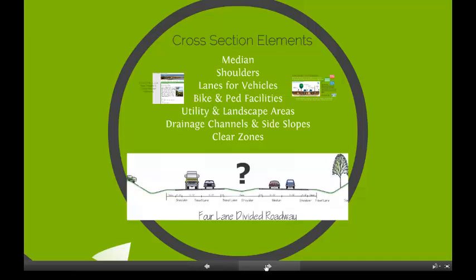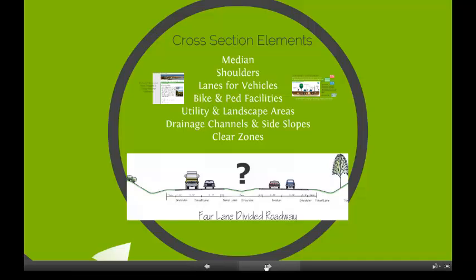Traffic engineers aim to fit the cross-section to the function of the roadway. A menu of cross-section elements is given here. The menu includes median, shoulders, lanes for vehicles, bike and ped facilities, utility and landscape, drainage channels and side slopes, and clear zones. Choices from the menu must fit the function, the space, and the budget.